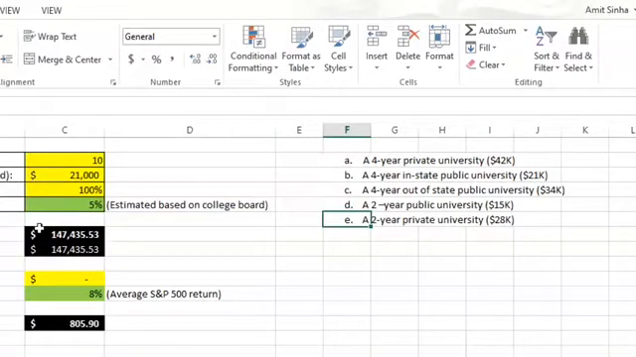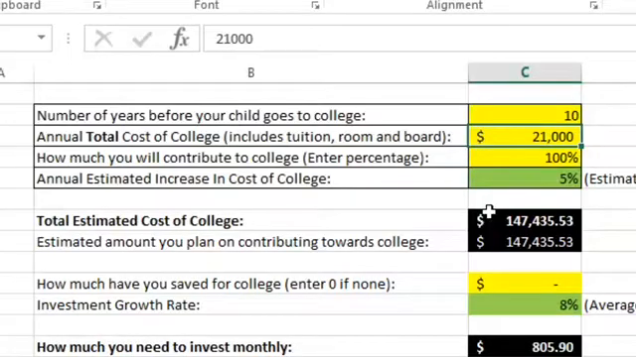So you could use one of those numbers and plug it into this cell as well, just to give you a guide in terms of what the current cost is. And as I said, these are average numbers, so they may vary depending on which university you're looking at, and so on and so forth.